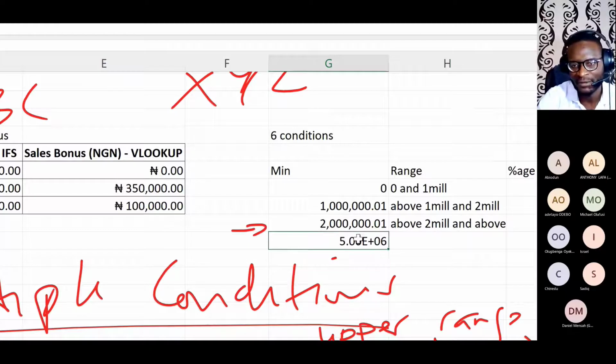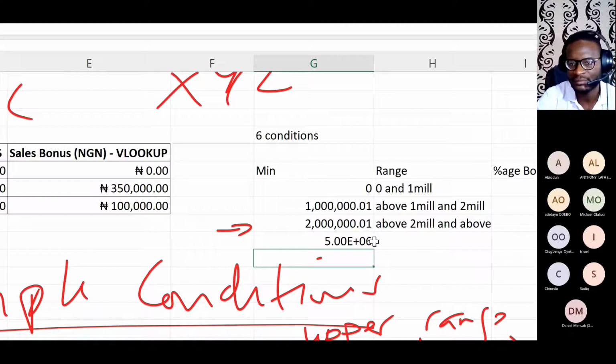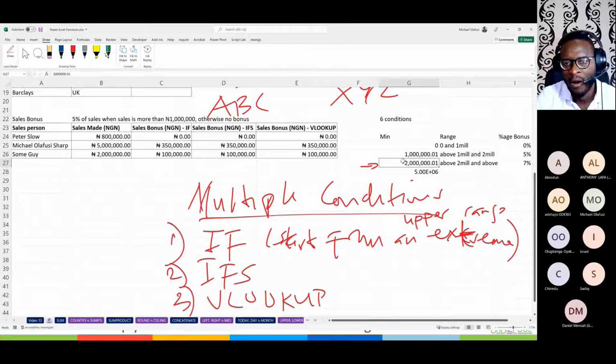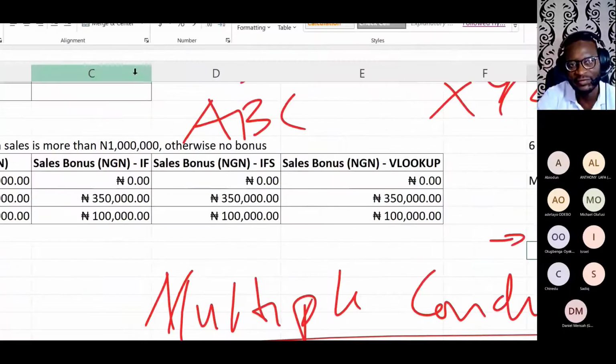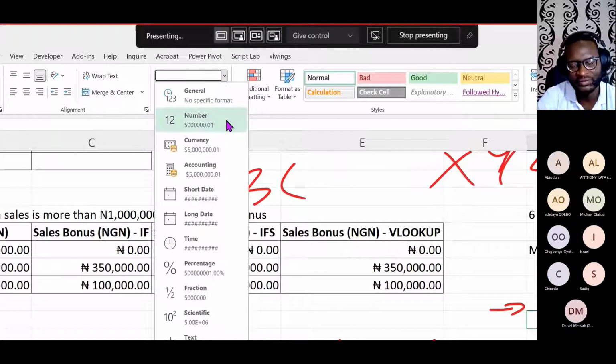Why? See? I wrote 5 million and it came out scientific. So 0.01. This is what I mean by it is scientific. Can you see that up here? It's showing as scientific. I'll just tell it you should bring my stuff back to number, or I should just do comma style.